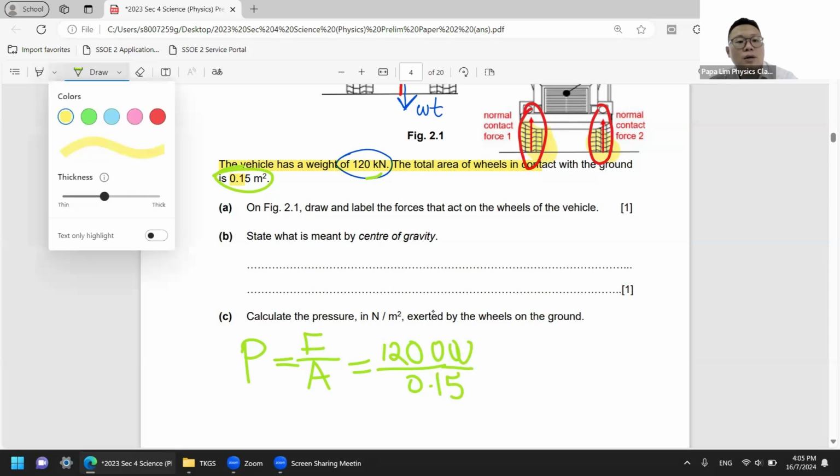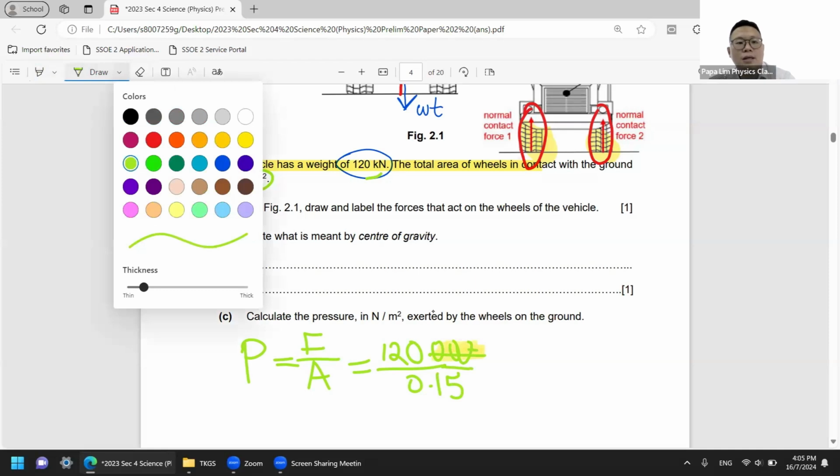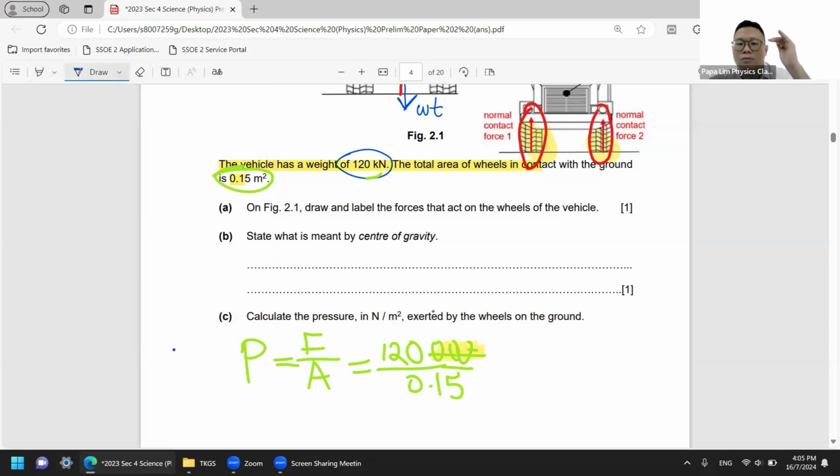So for 2C, I would say it's fairly straightforward. The only thing you must be careful about is the prefixes. Make sure the prefixes are accounted for. Don't neglect the prefixes. Just take note of it.